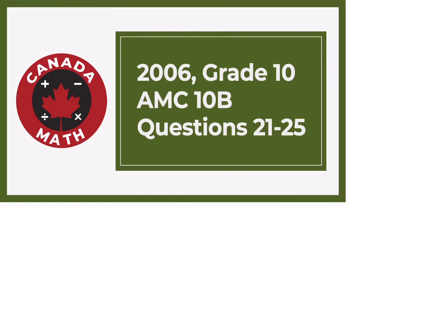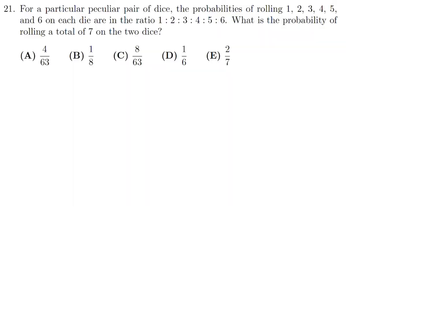Questions 21 to 25 on the 2006 Grade 10 AMC 10B. For a peculiar pair of dice, the probabilities of rolling 1, 2, 3, 4, 5, and 6 on each die are in the ratio 1, 2, 3, 4, 5, 6. What is the probability of rolling a total of 7 on the 2 dice?